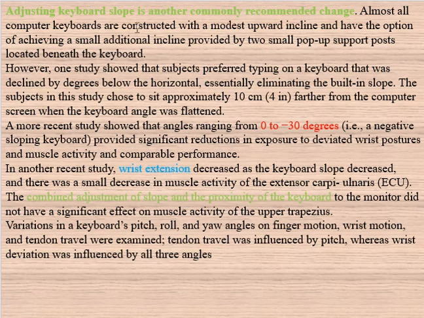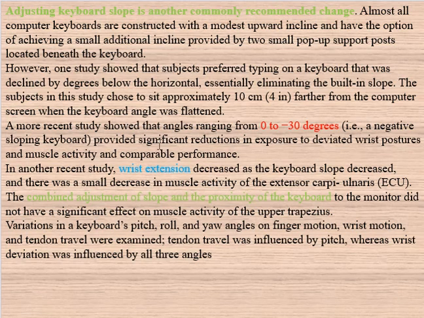Adjusting keyboard slope is another commonly recommended change. Almost all computer keyboards are constructed with a modest upward incline and have the option of achieving a small additional incline provided by two small pop-up support posts located beneath the keyboard. However, one study showed that subjects preferred typing on a keyboard that declined by a degree below the horizontal, eliminating the built-in slope. The subjects in this study chose to sit approximately 10 cm further from the computer screen when the keyboard angle was flattened.